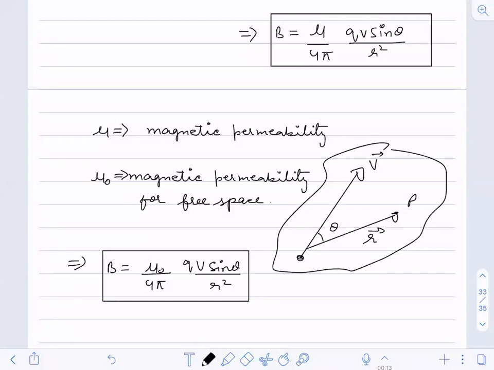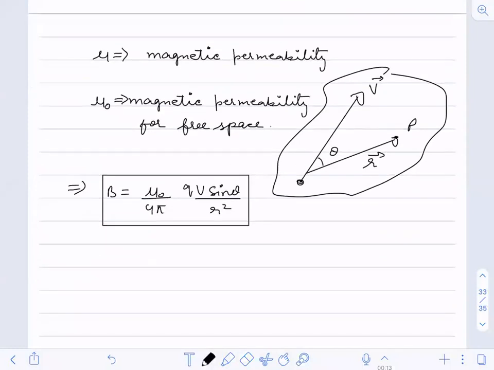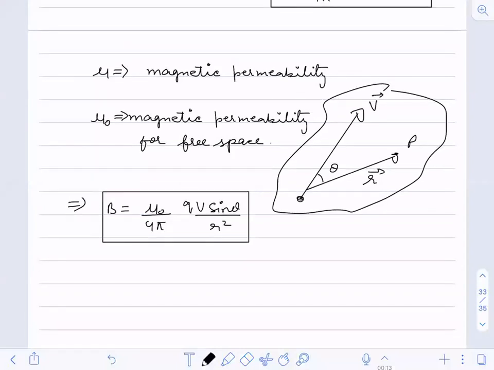Now let us discuss one more thing. Let me write this in a vector form. I have written it in the scalar form. Let me write this in a vector form, and then we will go on to discuss the magnetic permeability. So in vector form, how can I write this?